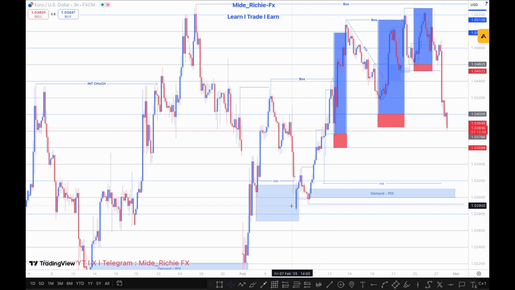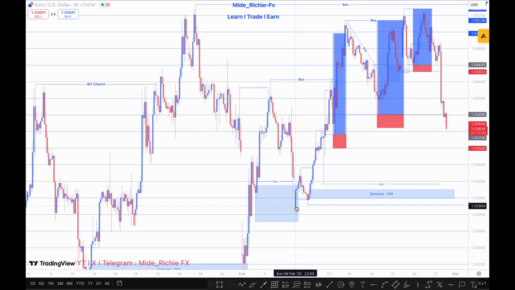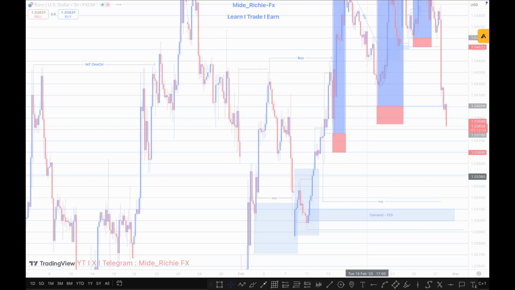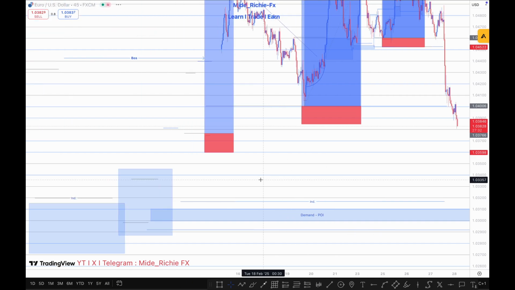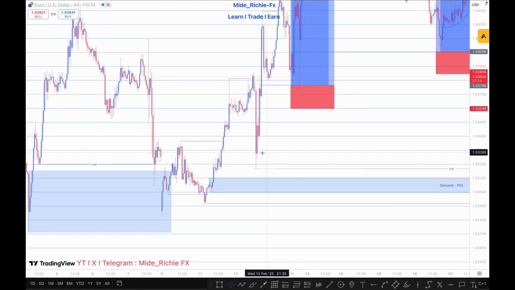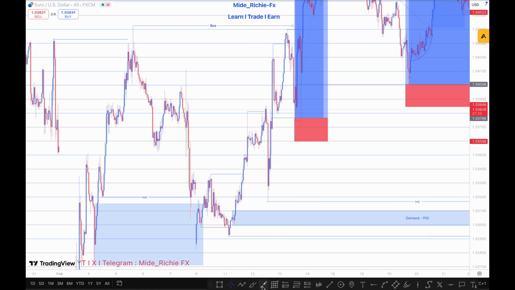So I mean, it all started when we had the mitigation of this demand, right? And after the mitigation of that demand, we changed structure to bullish internally, right? This little structure right here. So let's go to a very low time frame, like the 45 minutes time frame. This whole thing right here is more of an Asian range and stuff like that. So basically we have a bullish structure like this.